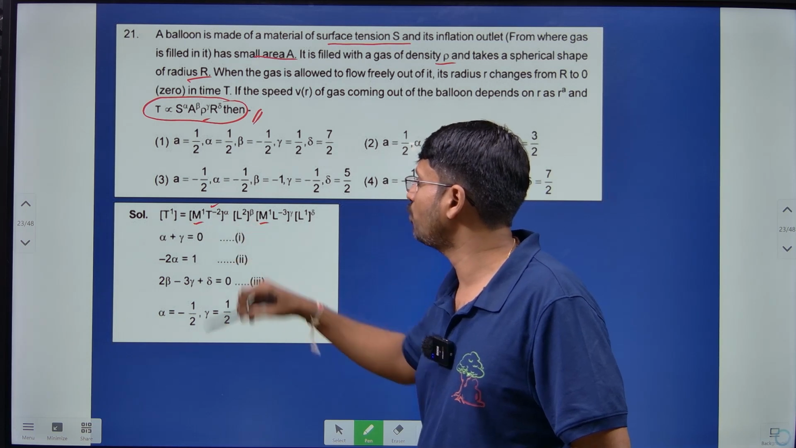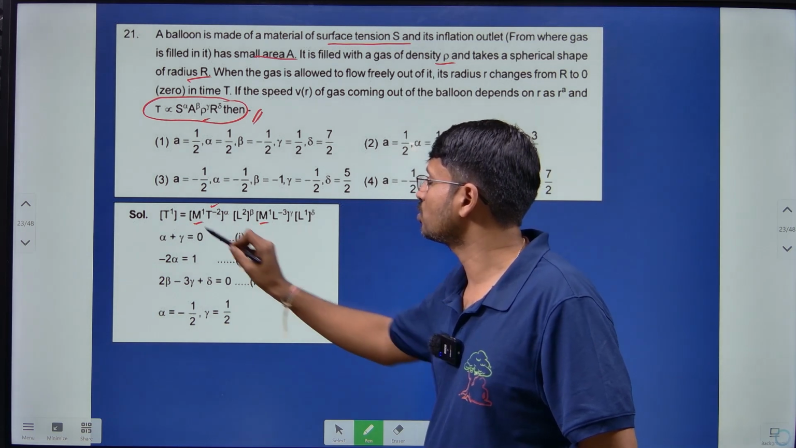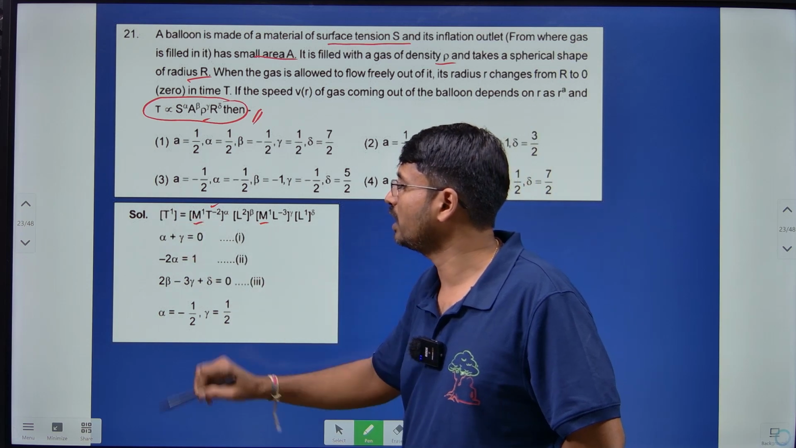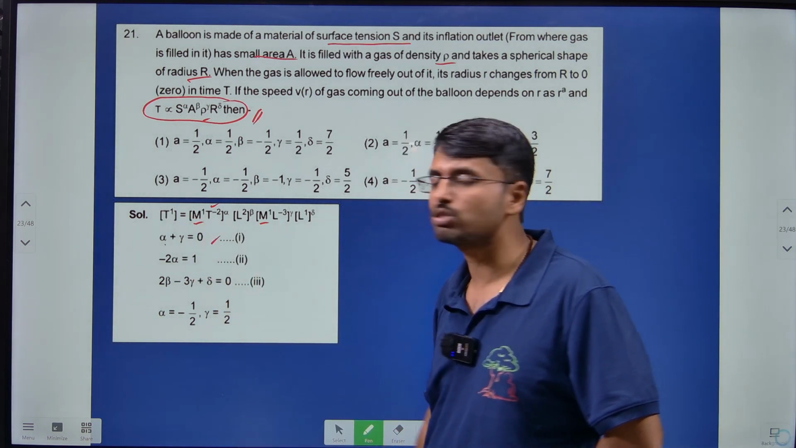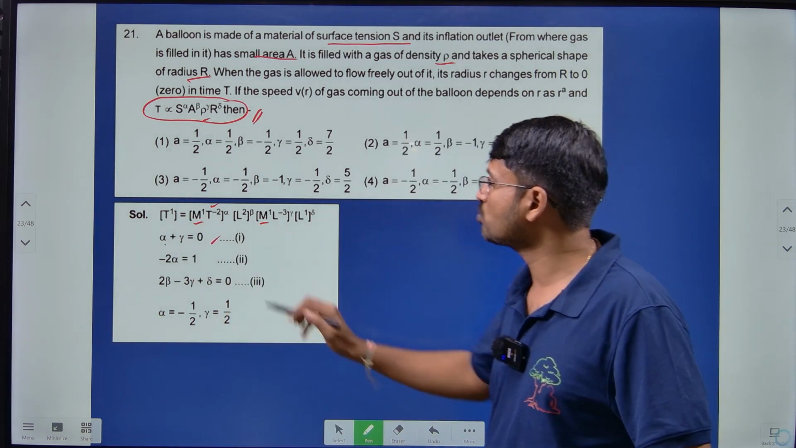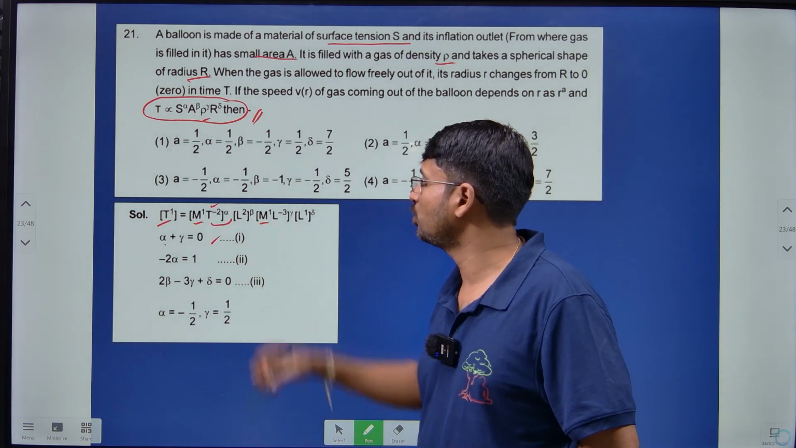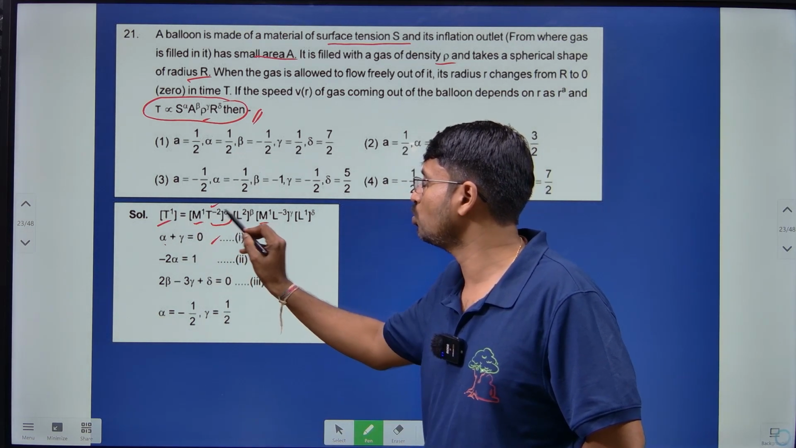So m power alpha, okay, here it is m power gamma. So therefore total m power alpha plus gamma. Here we don't have the m, so therefore alpha plus gamma equals 0, first equation. And next one we can compare the time. Time here we have only at this particular point. So it is 1 equals minus 2 alpha.